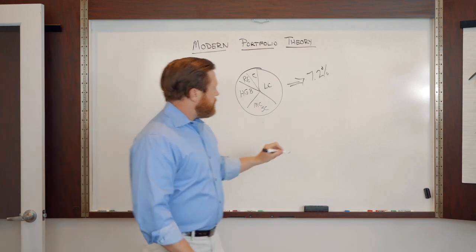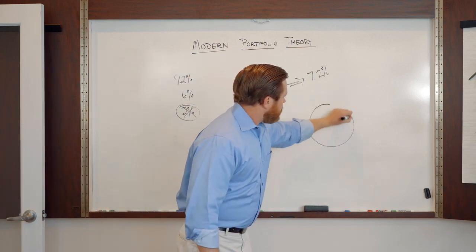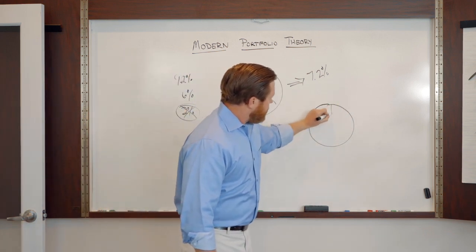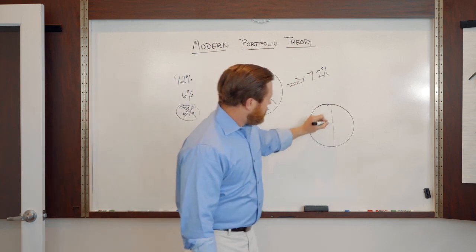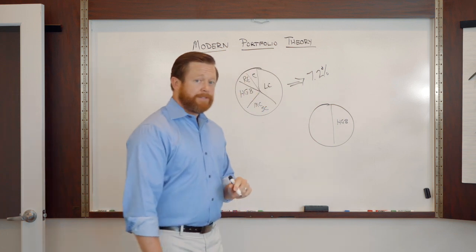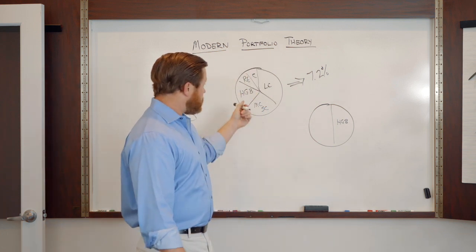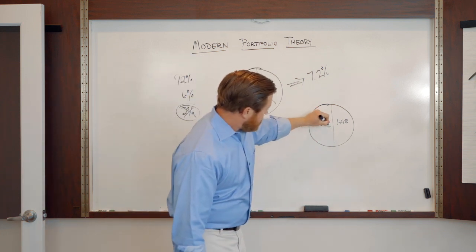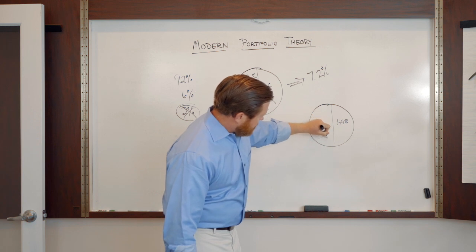But let's say we take a look at our portfolio down the line, and half of it now is high grade bonds. Bonds had a good year. Stocks probably had a bad year. So we're going to say that this is our large caps.